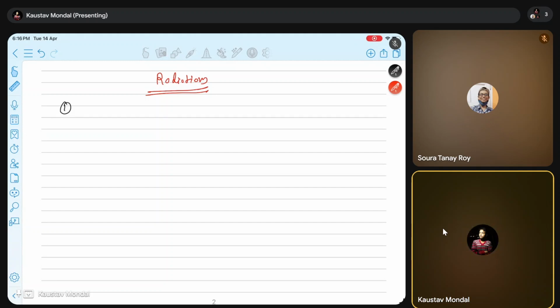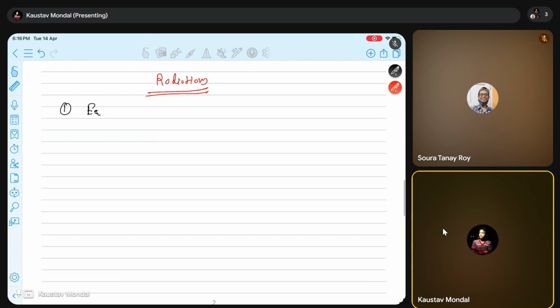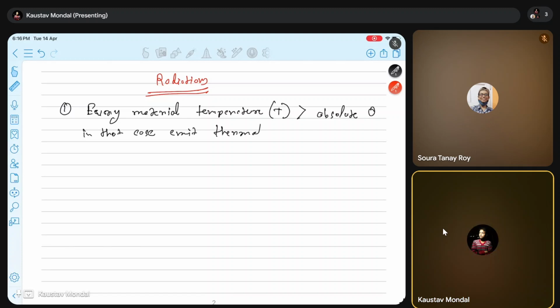So the basic thing is that every material, if its temperature T is higher than absolute zero, then in that case it will emit thermal radiation.